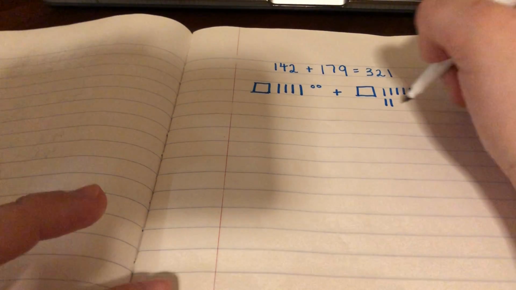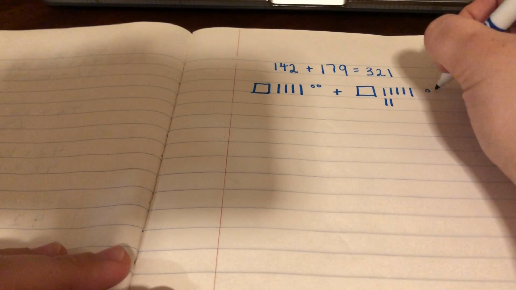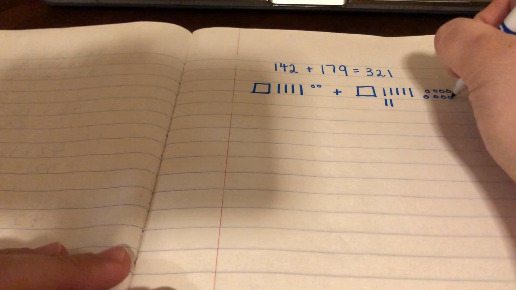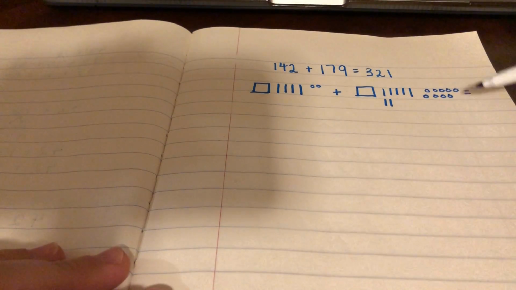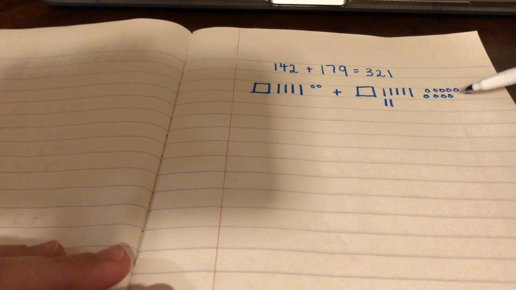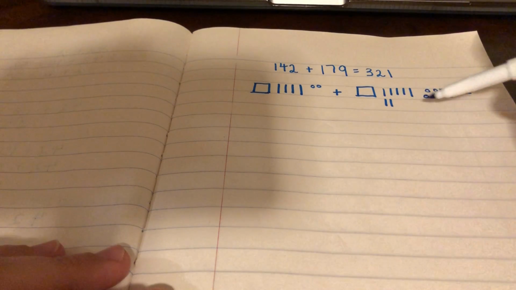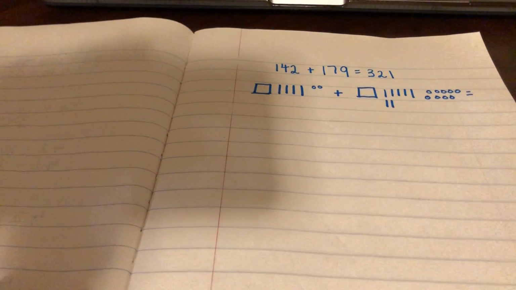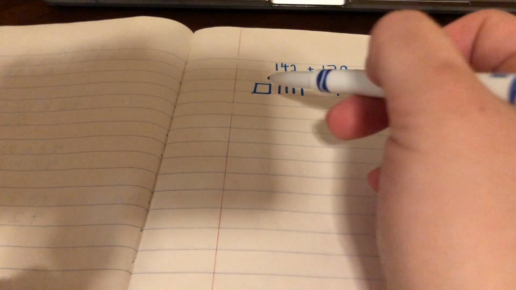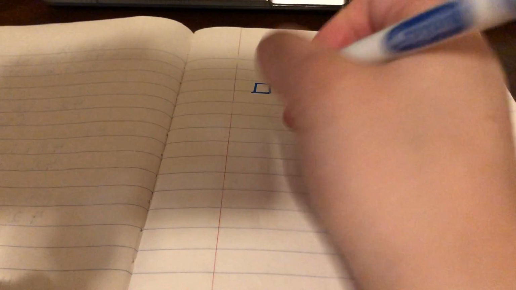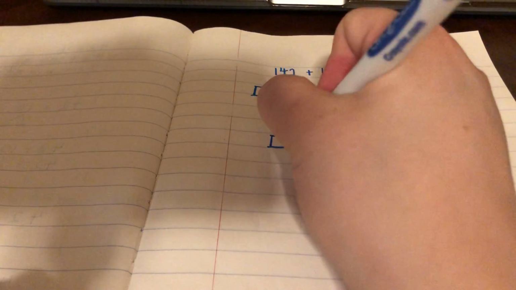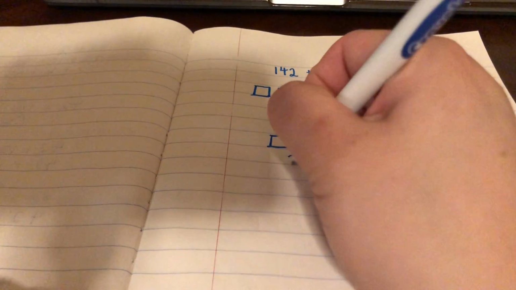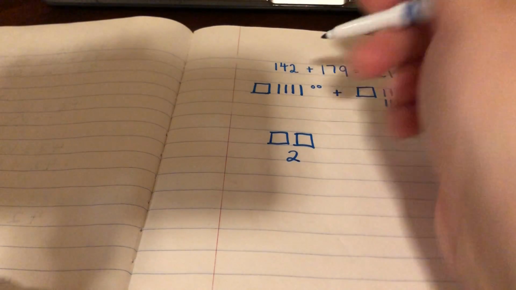So I have 7 tens and 9 ones. 1, 2, 3, 4, 5, 6, 7, 8, 9. As you can see, I also organized my ones by making a group of 5 and then putting the rest underneath. So now it is time to add these together. So I see that my answer, I have 2 hundreds, so that's going to give me 200. So I know right now I have 200 here.